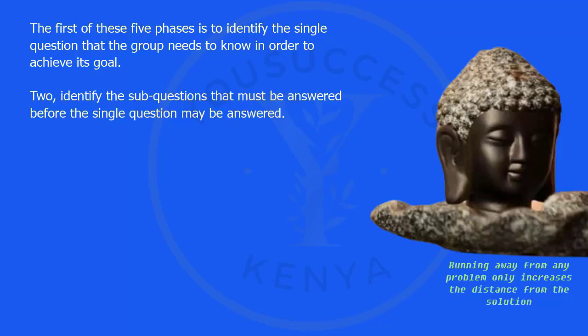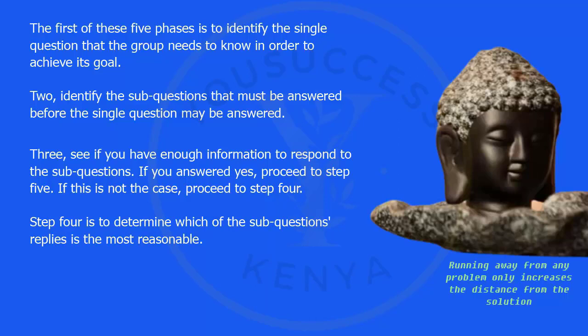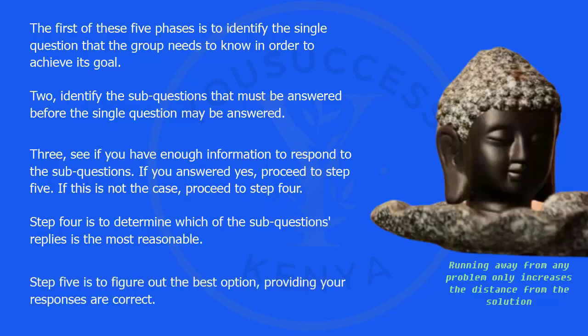2. Identify the sub-questions that must be answered before the single question may be answered. 3. See if you have enough information to respond to the sub-questions. If you answered yes, proceed to step 5. If this is not the case, proceed to step 4. Step 4 is to figure out which of the sub-questions replies is the most reasonable. Step 5 is to figure out the best option, providing your responses are correct.